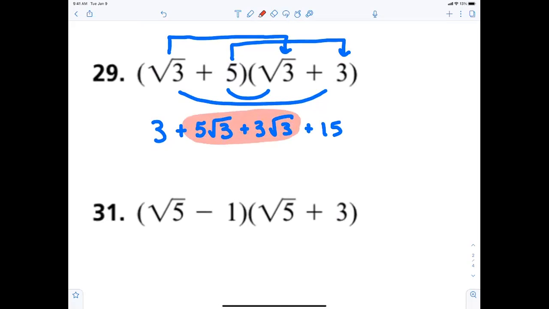Combined terms. So 8 radical 3. Now, what is this plus this? 8 radical 3. And what's the red highlight? 8 radical 3. Yes, plus 8 radical 3. Now, as I said, a lot.